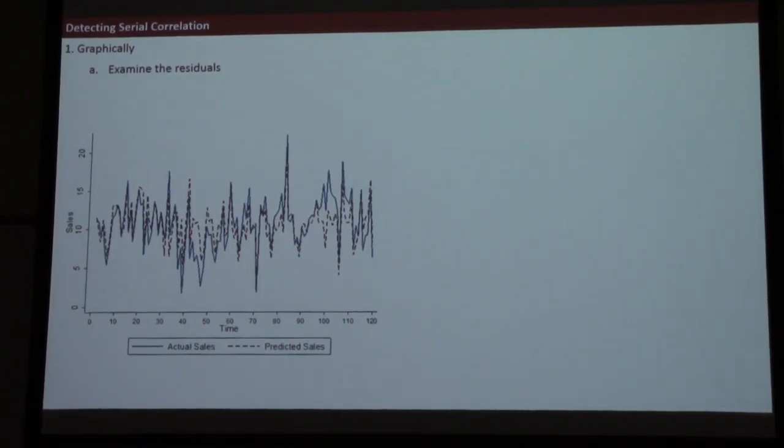And what we're saying is that the error term, u_t, might be correlated with some previous u_t-1 in the past, plus the error term from this period. So that's what we're saying. Our error terms are correlated over time, hence serial correlation. So one way to check is to look at the actual residuals over time.